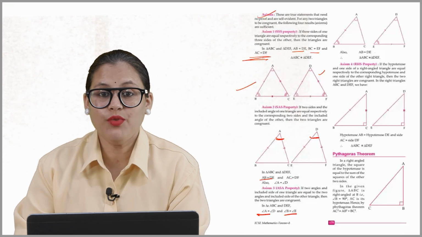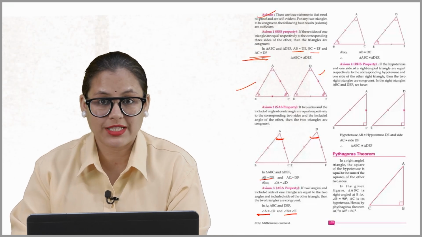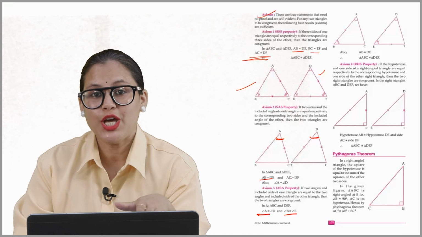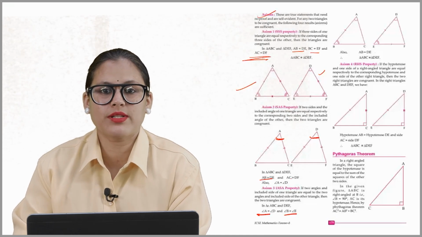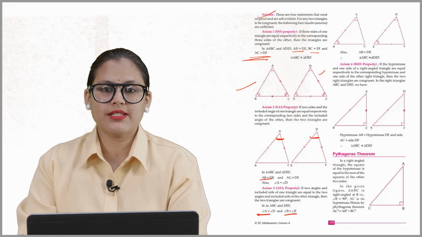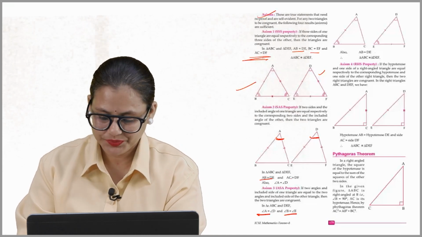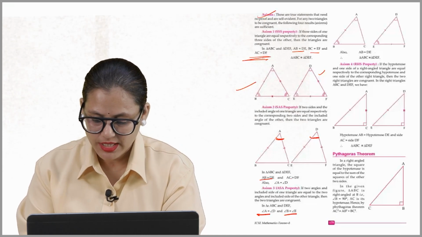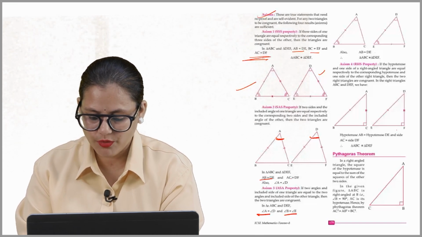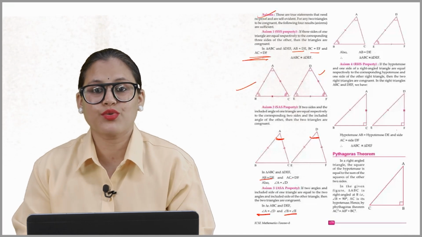Axiom 4, which is the RHS property. If the hypotenuse and one side of a right angle triangle are equal respectively to the corresponding hypotenuse and one side of the other right triangle, then the two right triangles are congruent. In the right triangles ABC and DEF, we have hypotenuse AB equal to hypotenuse DE and the side AC equal to DF. Therefore, triangle ABC is congruent to triangle DEF.